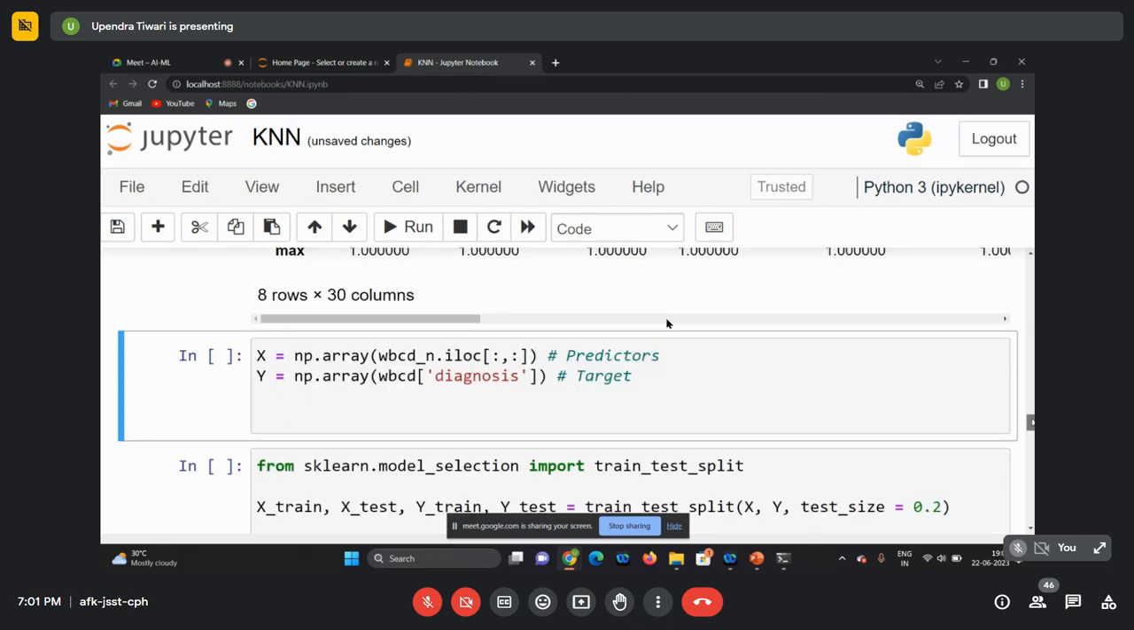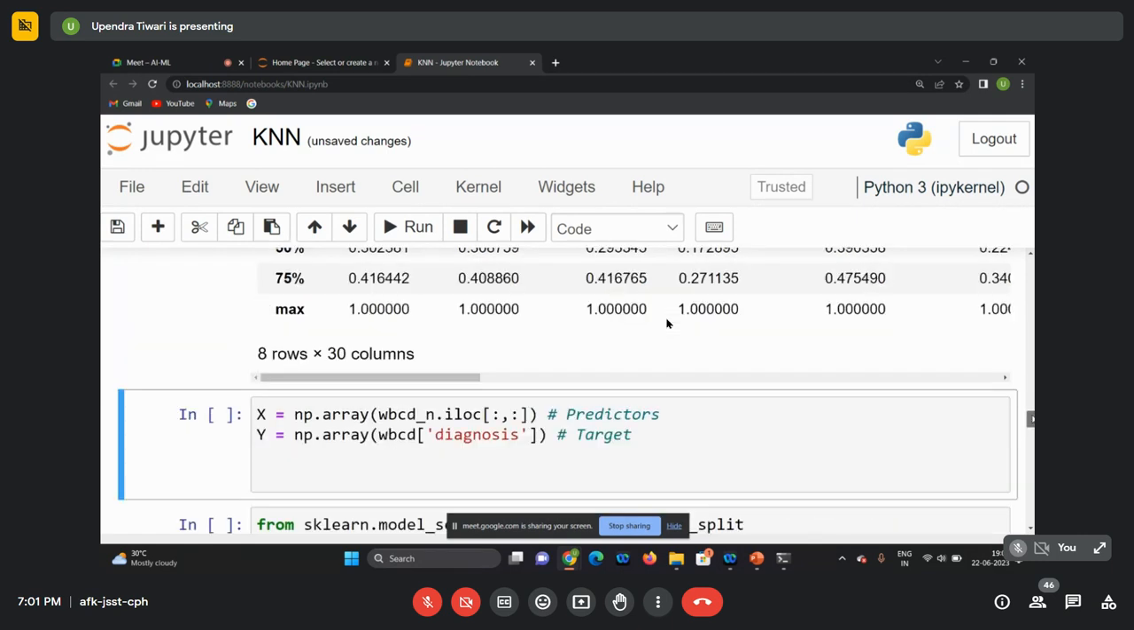Now, we are segregating our data into X and Y. You see that WBCD_N is the numeric data, and it consisted only of the input variables. So we took them in the X, and the diagnosis we took as Y.